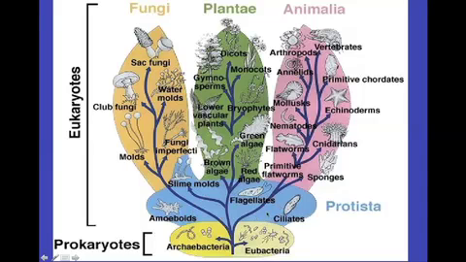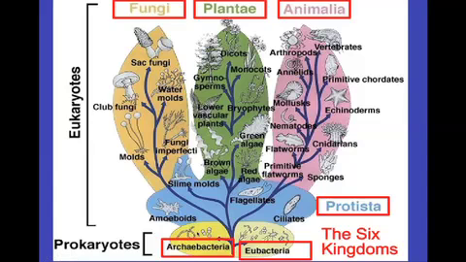Then individual cells become more complicated, but organisms still lived as single-celled. And then multicellularity arose three times, once in the fungi, once in the plants, and once in the animals. And so this is recognized as the animal kingdom, the plant kingdom, the fungus kingdom, the protists, these single-celled organisms, and then these two basic types of bacteria. So those are the six kingdoms.